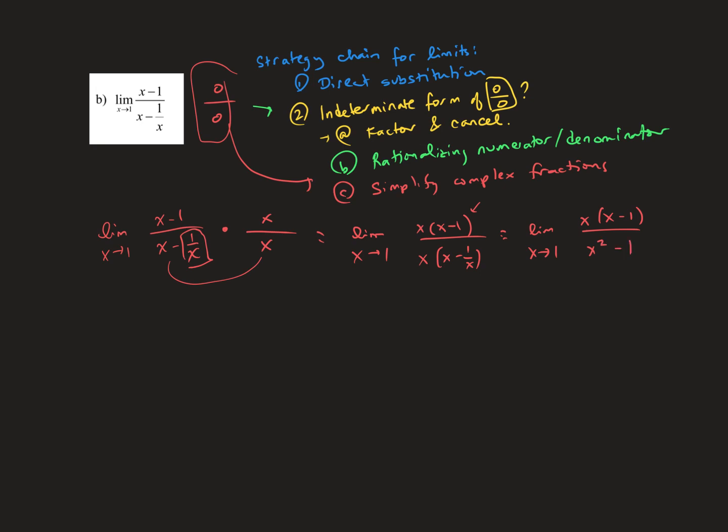So now you can see the thing at the bottom is a factorable polynomial. And now I can use my factor and cancel strategy and do a direct substitution after I've canceled my offending factor.